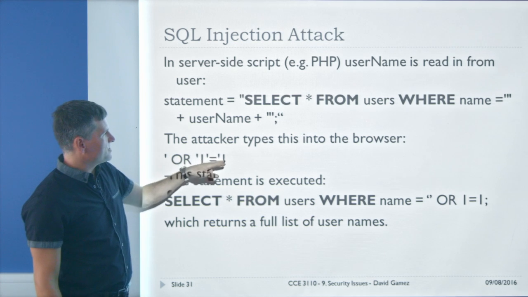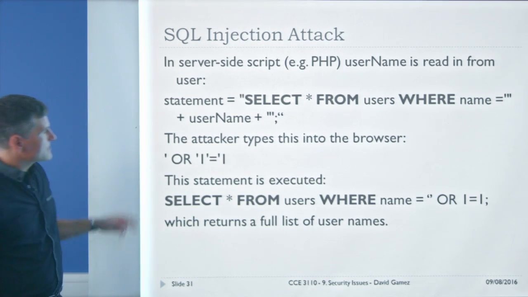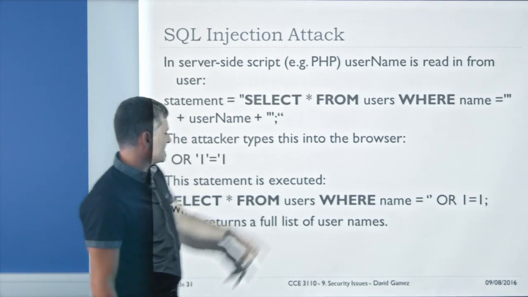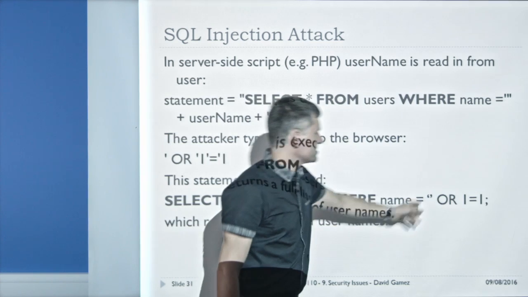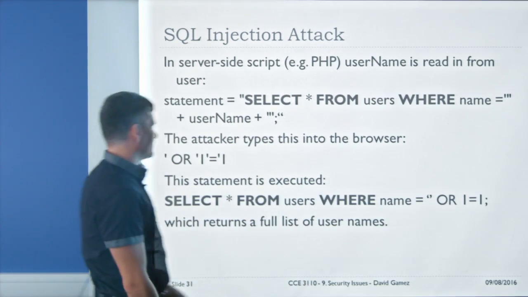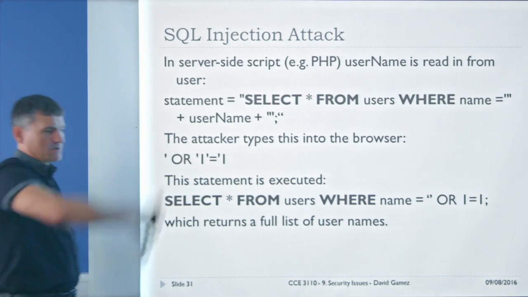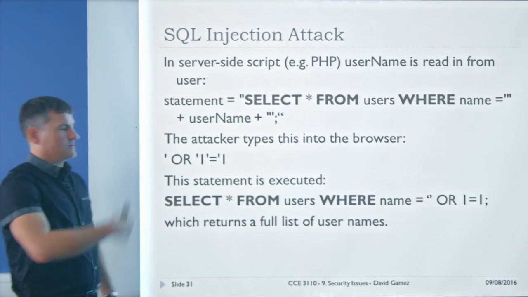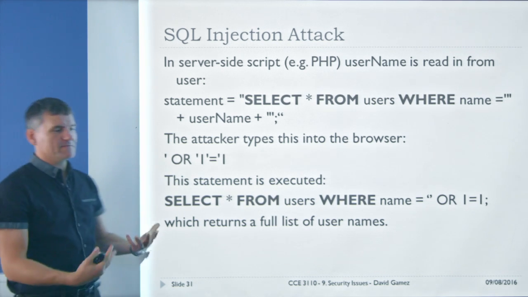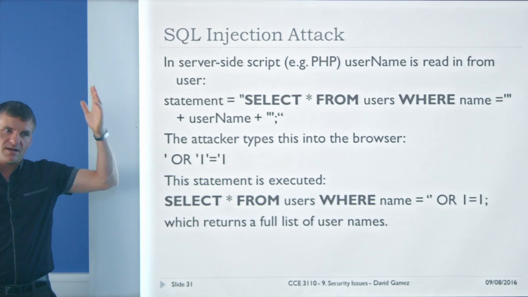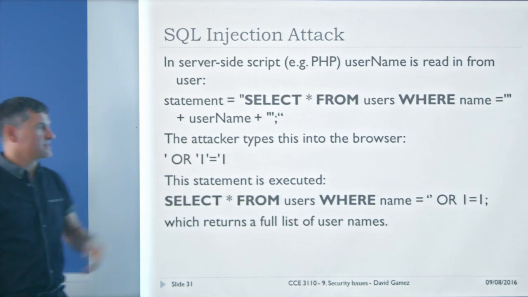And then what the attacker can do, instead of entering their username, is enter: or 1 equals 1. So in this case, this statement will become select all from users where name equals close quotation marks or 1 equals 1. So it'll basically select all of the user data, and then what the attacker will end up with, with a bit of luck, depending on how the PHP generates the HTML, is a complete list of all the data of all the users in that particular database.